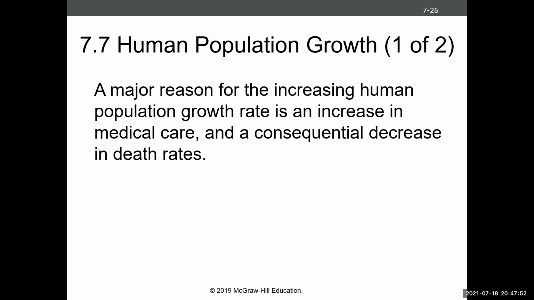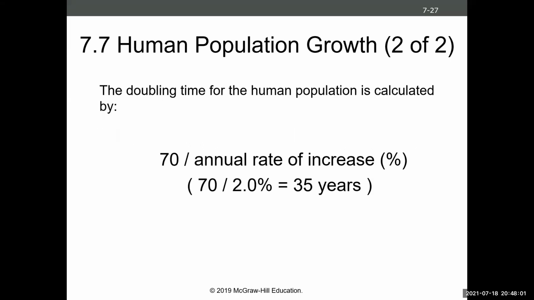We effectively handle a lot of diseases, and so our mortality rates have gone down a lot, especially over the last 150, 200 years compared to then. And so our doubling time for human population is really 70 divided by the annual rate of increase. With an annual rate of increase of 2%, we're looking at a doubling of the population every 35 years, which is really fast.